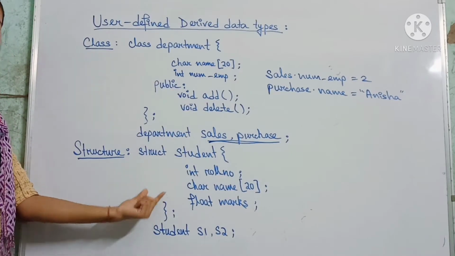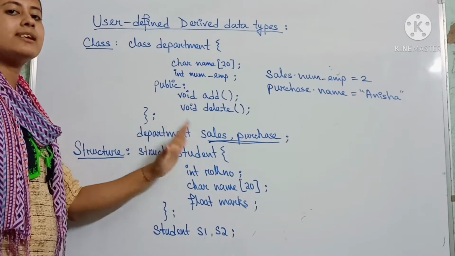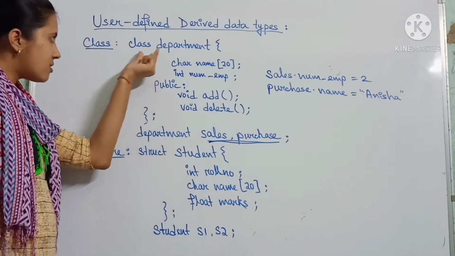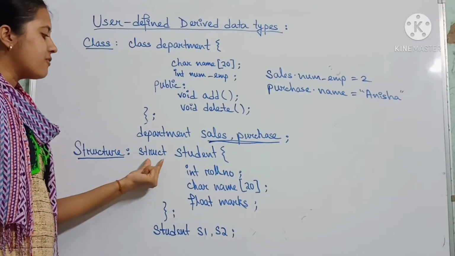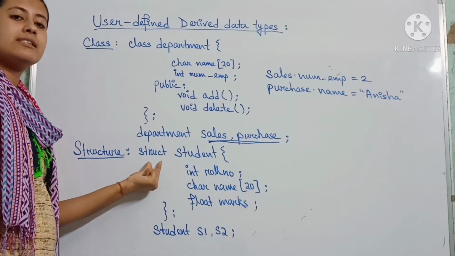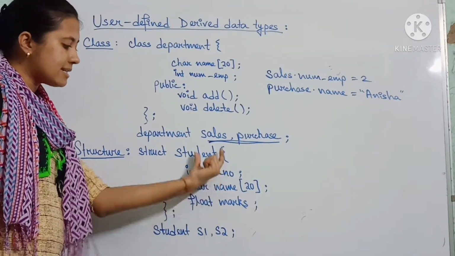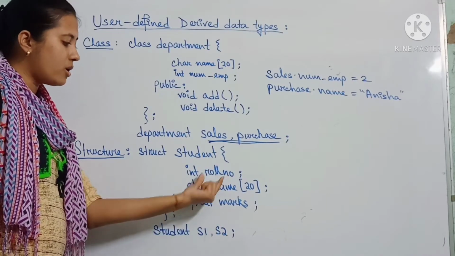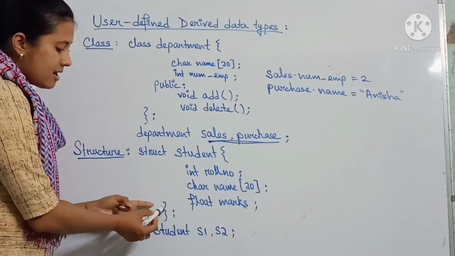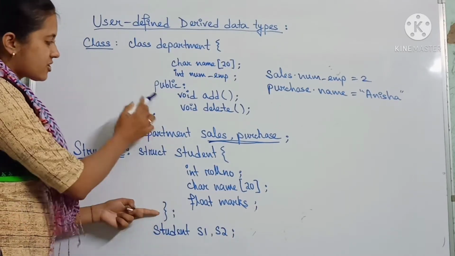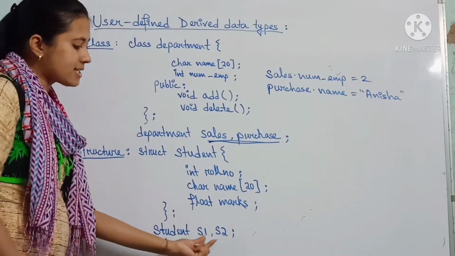Now you see structure. Structure is more or less the same as class. There is some difference, which I will discuss. In class we need the keyword class to define the class, and for structure we need the keyword struct to define the structure. So suppose here we have defined a structure student. Inside this, these are the data members: int roll number, char name, float marks, and here the structure ends by putting the semicolon. You have to end the structure similarly to the class, and then we have created two objects S1 and S2.